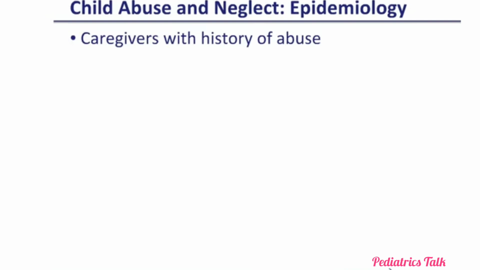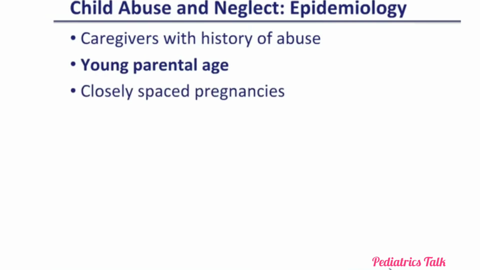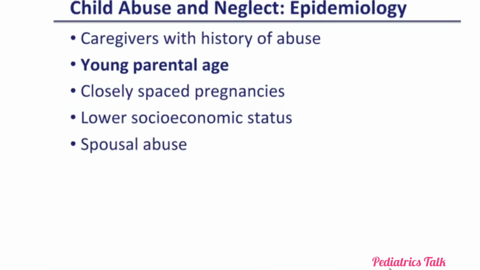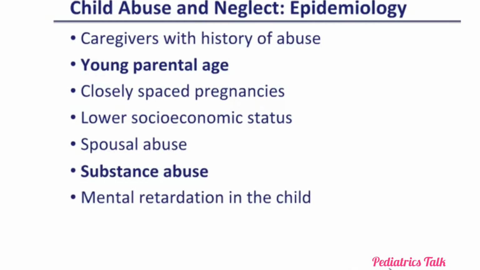With respect to the epidemiology of child abuse and neglect, these are things that we typically learn in our behavioral science courses. We know, for instance, that the likelihood of abuse increases in caregivers who have had a history of abuse themselves as children, young parental age, particularly teenagers who are unmarried, those with closely spaced pregnancies, those with lower socioeconomic status, those people who have spousal abuse themselves, parents who have substance abuse, physical disease, chronic illness, mental retardation in a child, children who are low birth weight, children who are premature, all are more likely to be abused, and in any situation that results in a chronic high stress level.